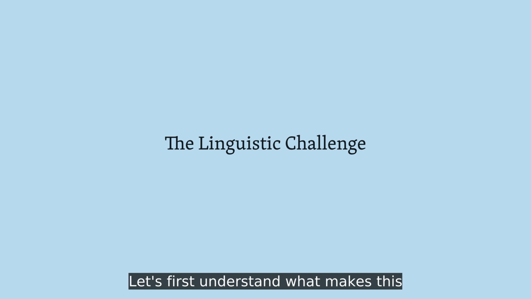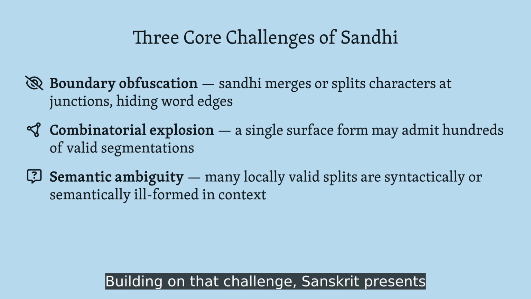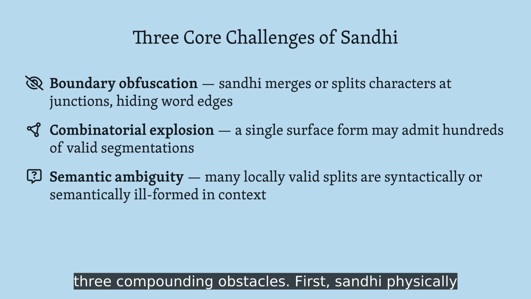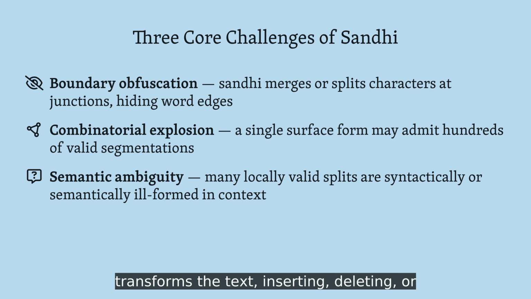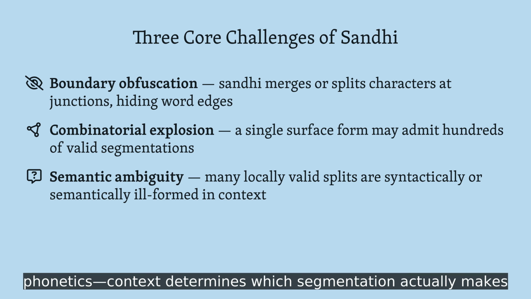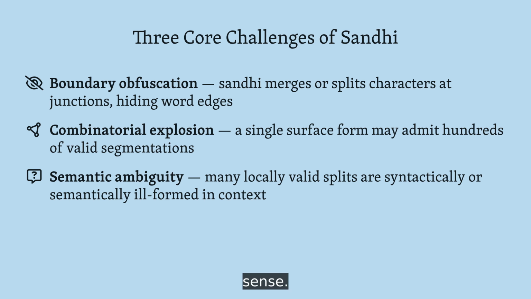Let's first understand what makes this problem so remarkably difficult. Building on that challenge, Sanskrit presents three compounding obstacles. First, sandhi physically transforms the text, inserting, deleting, or fusing phonemes so boundaries become invisible. Second, the space of possibilities explodes. One string can generate 625 candidate splits. Third, validity requires more than phonetics. Context determines which segmentation actually makes sense.